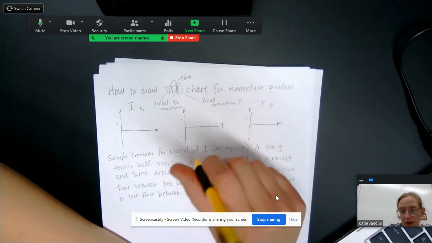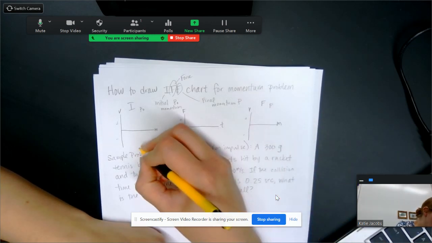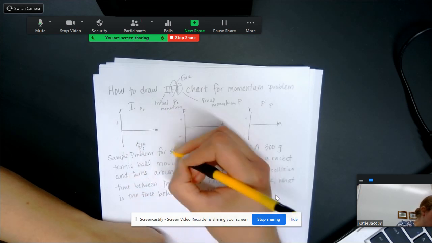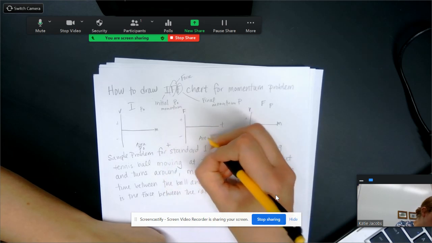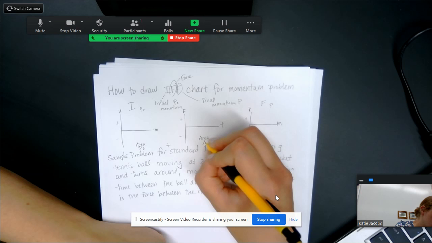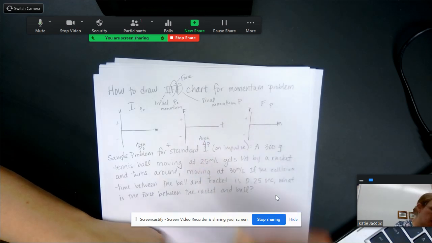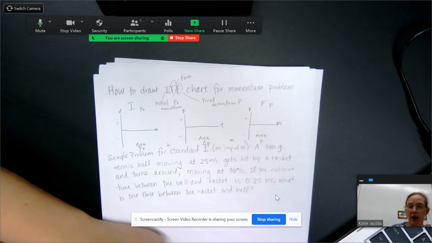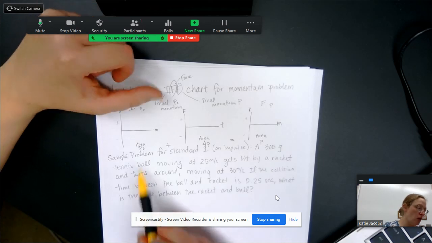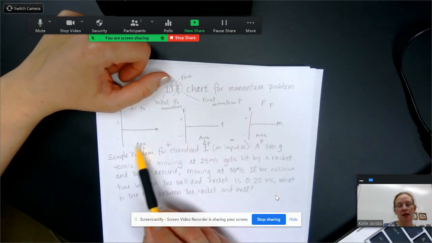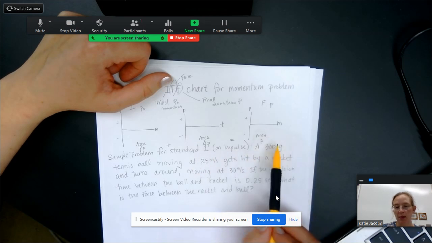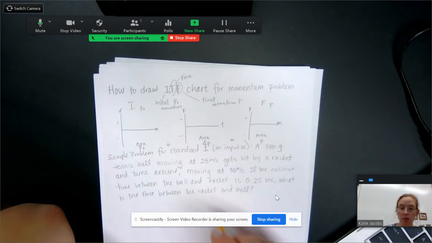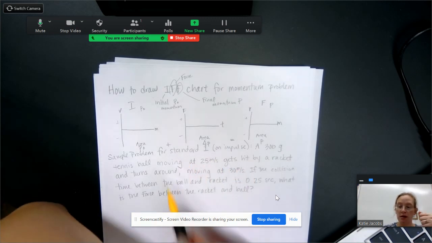The most important thing about these graphs is that graph number 1, P0, whatever area we get on this graph, plus the area we get on the second graph, which is called delta P, change in momentum, has to equal the area that we get on the final graph. So our overall equation is always going to be initial momentum plus the change equals the final momentum. And that is true no matter what standard you're working on, whether it's an impulse problem, standard 1, or a conservation of momentum problem, standard 2.